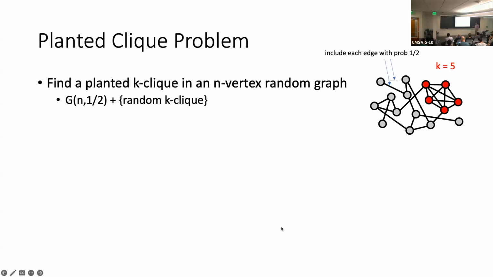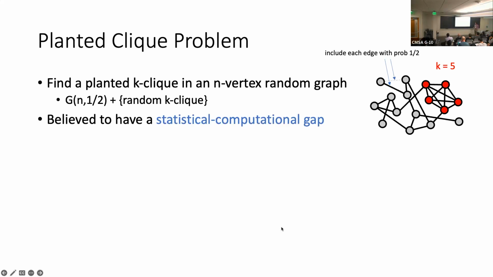But the idea is that I'm going to generate a random graph on N vertices, where each edge is included with probability 1/2. But then I will pick k vertices at random and plant a clique there, meaning that I connect them all to each other. And so given this graph with the planted clique hidden somewhere, your goal is to find it.